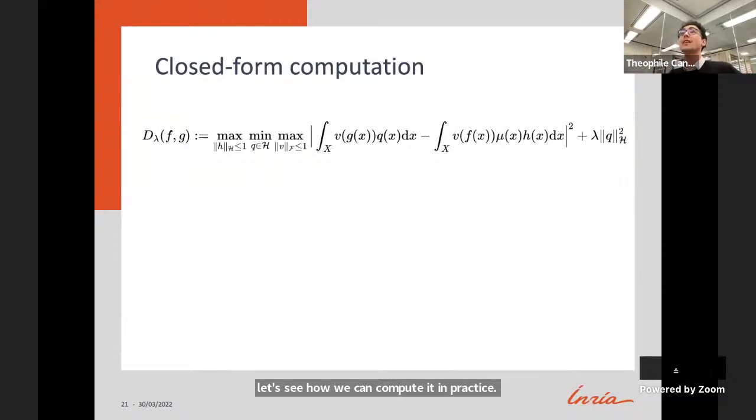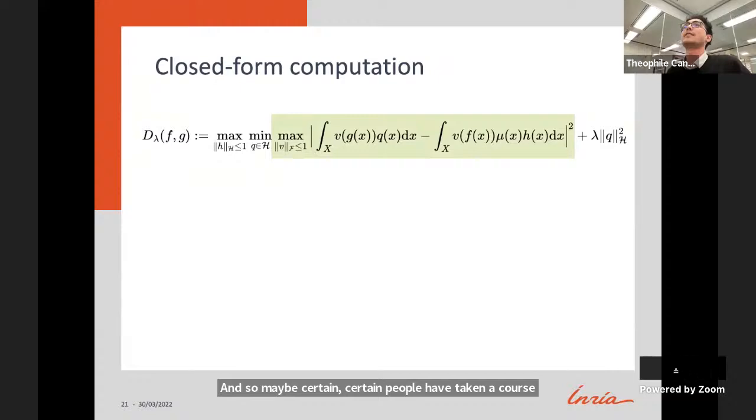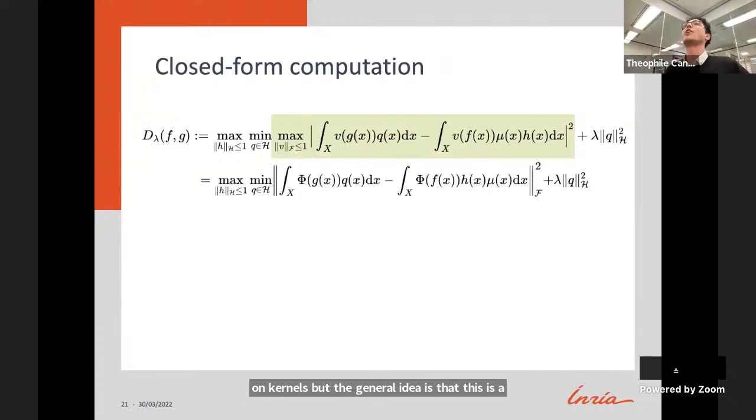We just have to take it one step at a time. First, let's go from inside to outside, the inner optimization problem, and then progressively get out to the max over H. So the max over V, and maybe certain people have taken a course on kernels, but the general idea is that this is a classic formula that defines the RKHS norm over F, which is a functional norm. This is also basically the equality case for Cauchy-Schwarz, sorry. So it's algebra, please believe me.